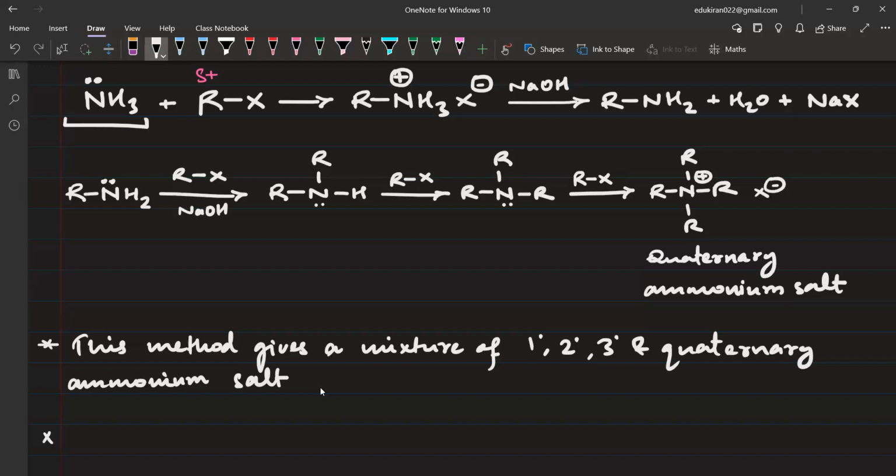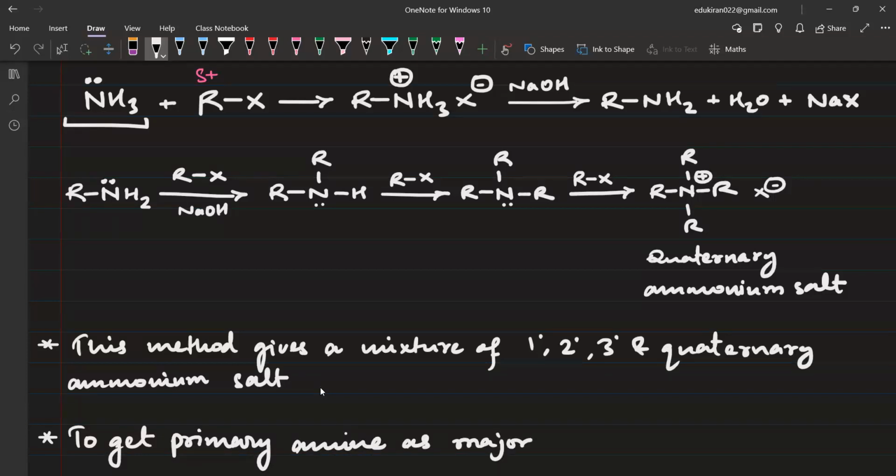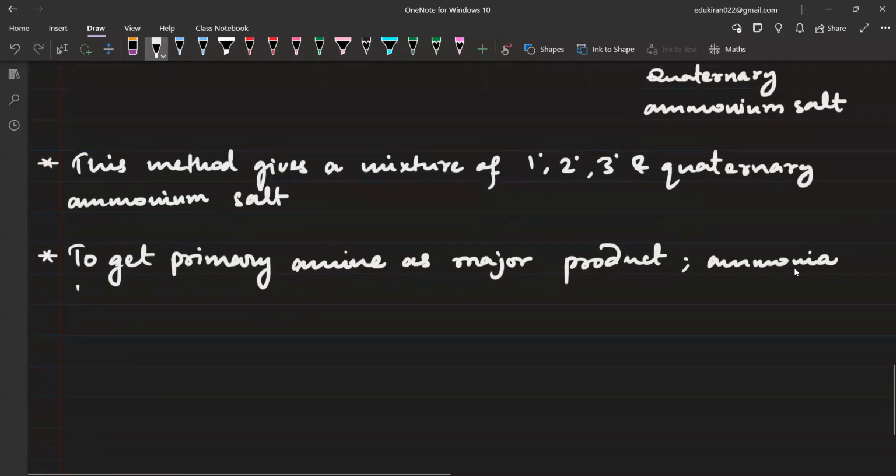So you will write next one, to get primary amine as major product, ammonia, that is NH3, is taken in excess.